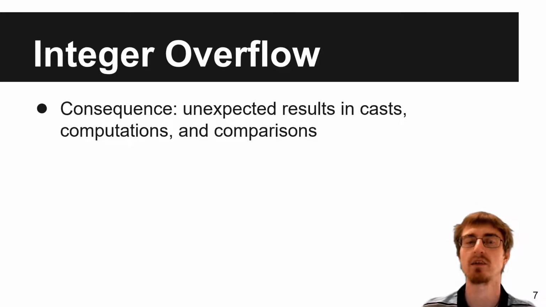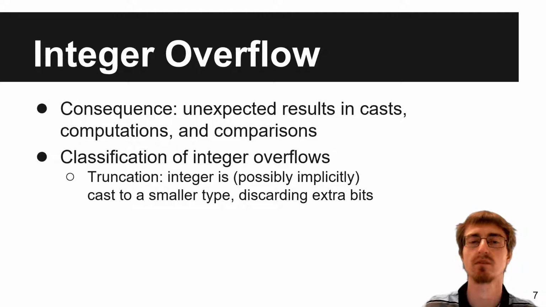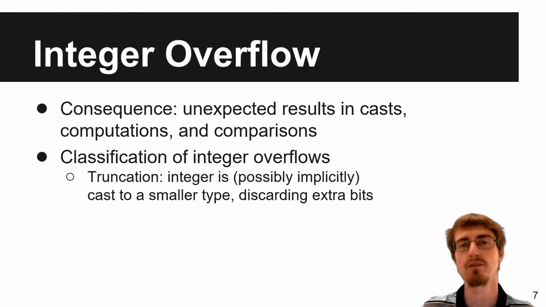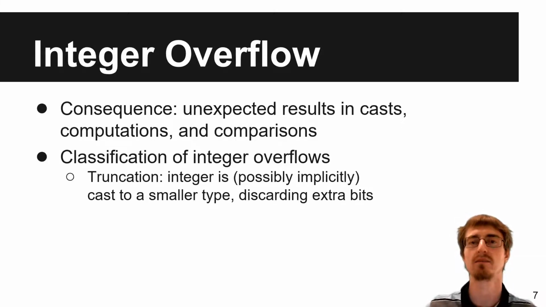So let's take a look at some examples of what could go wrong. Let's classify integer overflows. So the first type is truncation. So if we cast an integer to a smaller type, and keep in mind, this could happen implicitly. So if we assign an int to a short, then there will be an implicit truncation, even though it's not obvious from the code. So in that case, what happens? The extra bits are discarded. So part of the integer is lost when we store it into a short. And if the number is too large to fit into a short, it will be truncated.